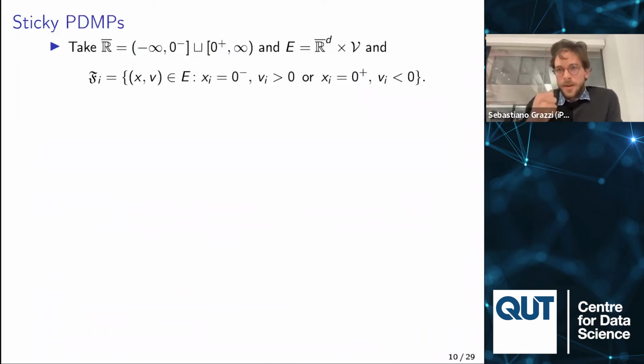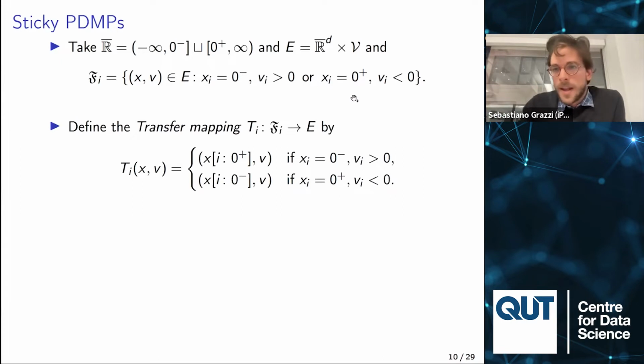All right. Again, from illustration, I'm moving to the mathematical framework. Here, as I mentioned before, we have to split the boundary into 2 components. So the boundary here is 0 for every coordinate. So we have a 0 minus and a 0 plus. And we define this entrance or hitting set where the process hits 0. So the process can hit 0 minus either with positive velocity, or it can hit 0 from above with negative velocity. And then we just define a transfer mapping which moves the coordinate from 0 minus to 0 plus and vice versa.